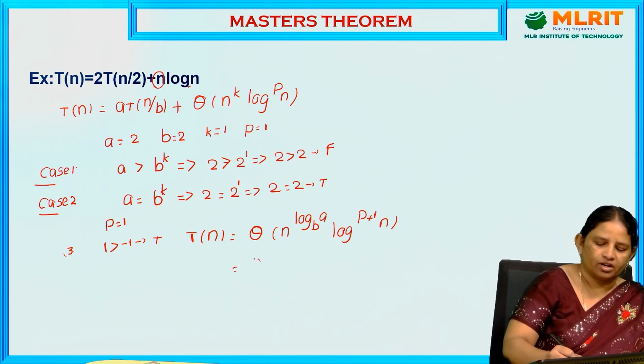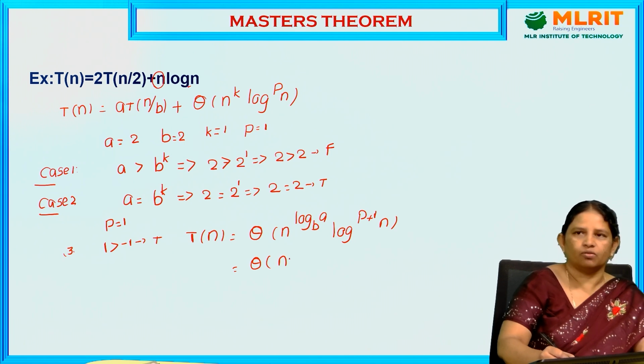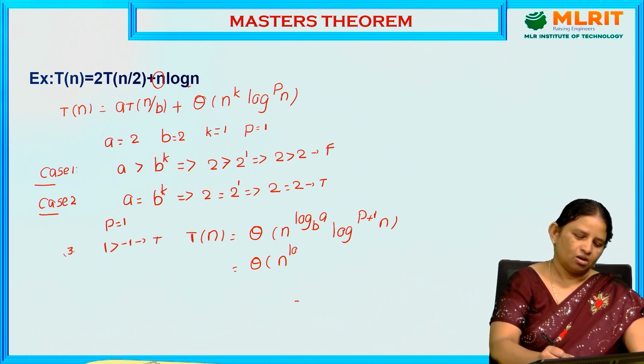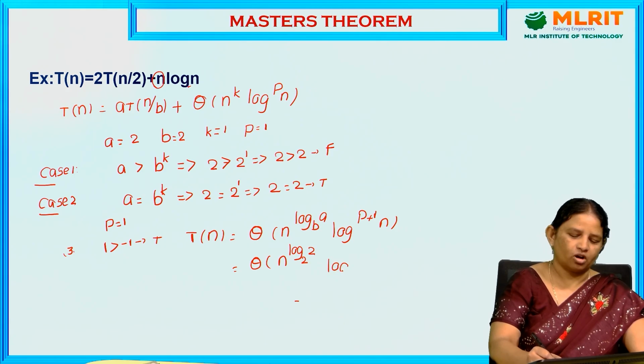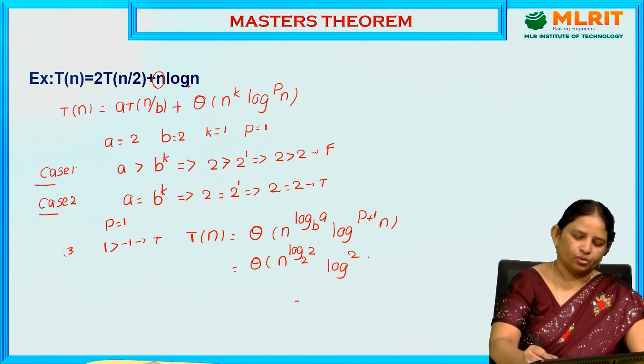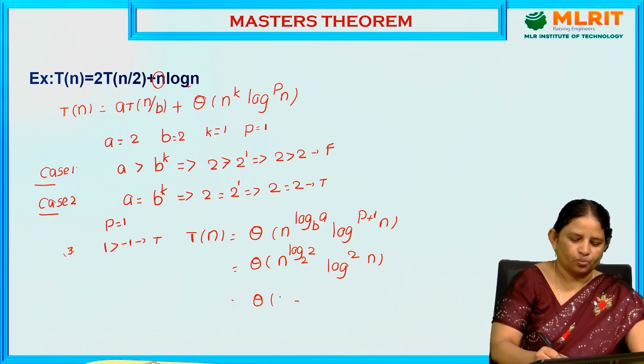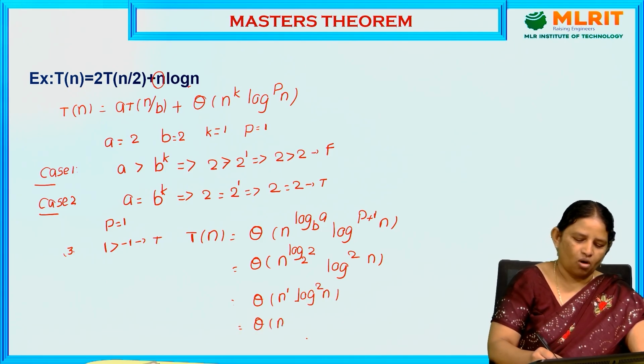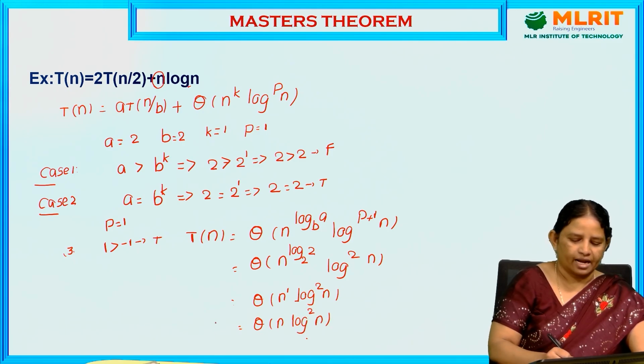That is equal to theta of n to the power of log a. A is 2, so log a base 2, with p value 1: log 2 into 2. That is equal to theta of n to the power of 1 (since log 2 base 2 is 1), log square into n. That is theta of n log square n, the time complexity for the recurrence relation.